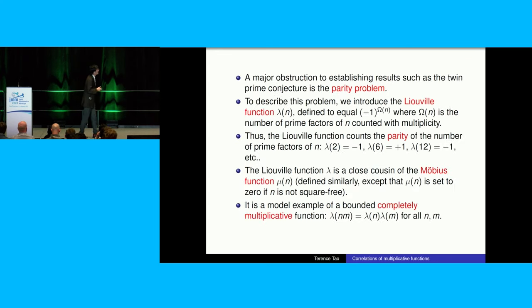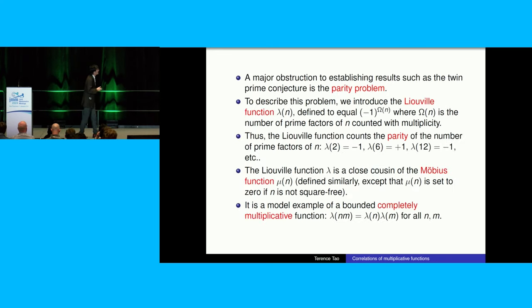So what is the parity problem? I need some notation, so I'll introduce what's called the Liouville function. This is a fairly simple function. It's defined on the natural numbers, lambda of n, and it's either plus or minus 1. It just counts the parity of prime factors. If you're the product of an even number of primes, it's 1, and if you're the product of an odd number of primes, it's minus 1.